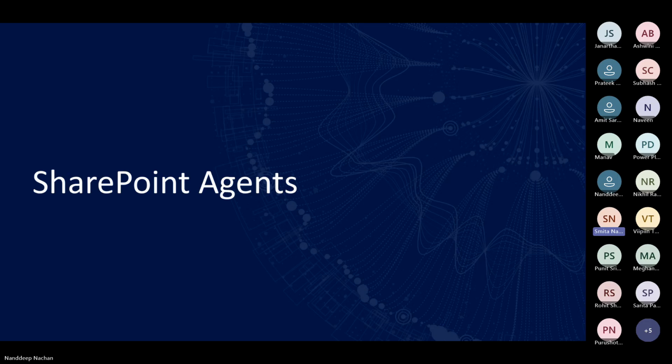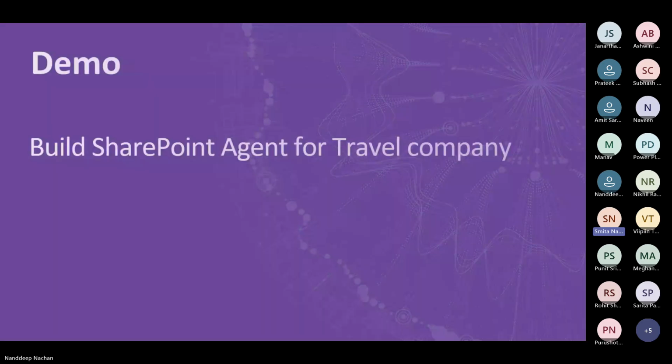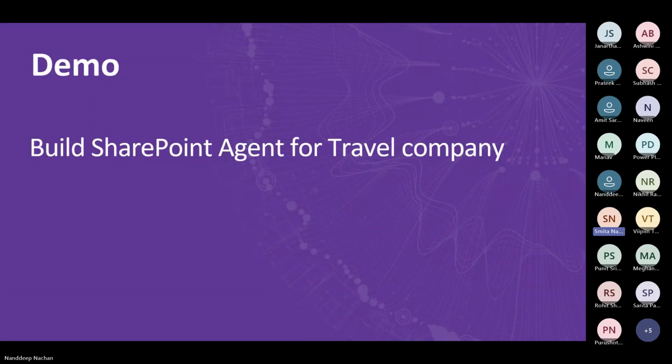Now let's check this agent. Every SharePoint site comes with the Copilot. Over here on the right hand side, you can see a picture also. Anyone with edit permission can create copilots from SharePoint in very few clicks. The minimum requirement is edit permission; only then will you be able to create these copilots. You can then share your custom copilots with your team, and do the integration with Microsoft Copilot Studio. With that, let's check the demo. We will show you how you can create your agent in a document library.